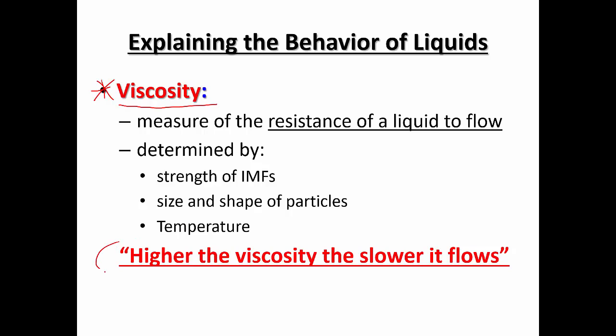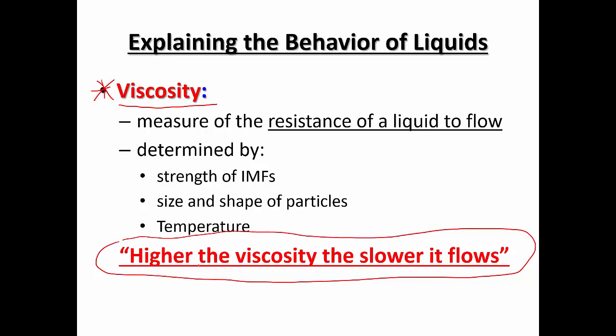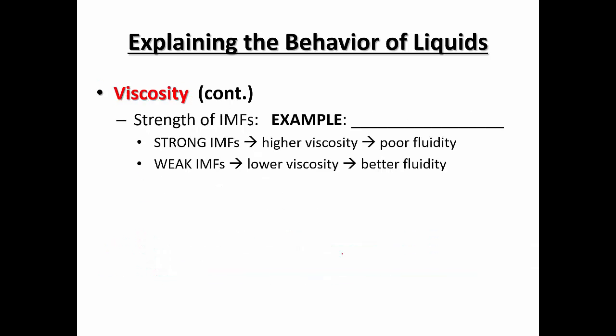I want you to write this one down at the bottom. Higher viscosity, the slower it flows. The thicker it is, the more it resists wanting to flow. It's going to be determined by the strengths of the IMFs, the size and shape of the particles, and the temperature of the material; all determine how that liquid flows. The slower it flows, the higher the viscosity. Our first one, example-wise: strong IMFs, higher viscosity, poor fluidity or poor flowing. Weak IMFs, lower viscosity, better fluidity.